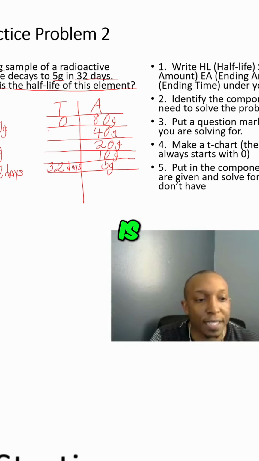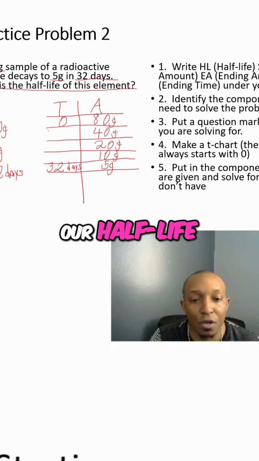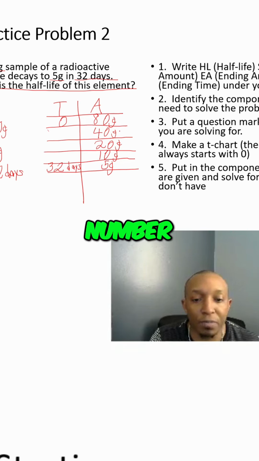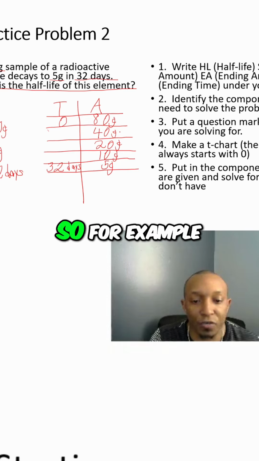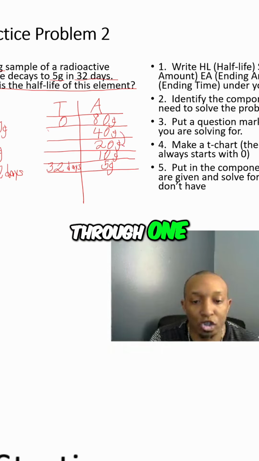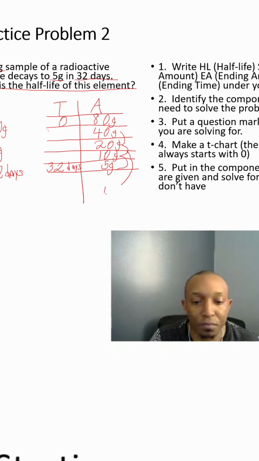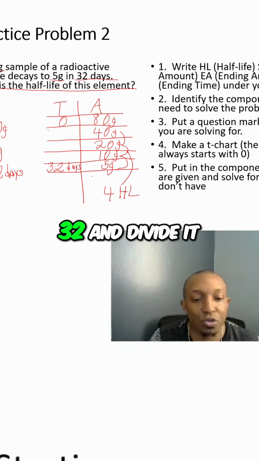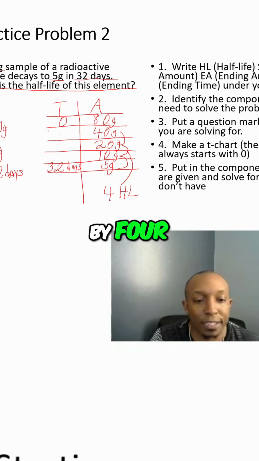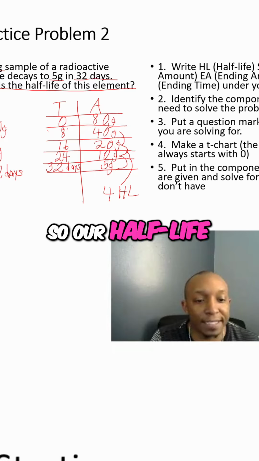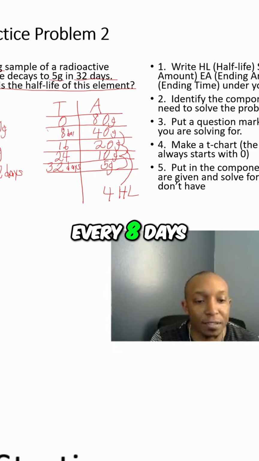So the question is, how do we find our half-life? We take the number of half-lives that we went through and divide it into 32. So for example, we went through 1, 2, 3, 4 half-lives. So I'm going to take 32 and divide it by 4, and that's going to give us 8. So our half-life is every 8 days.